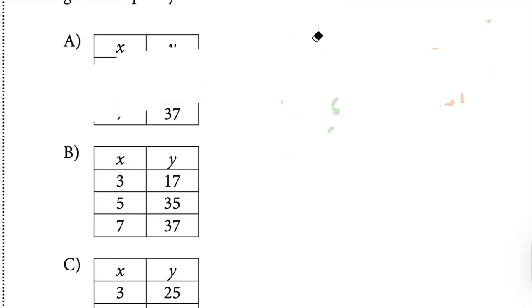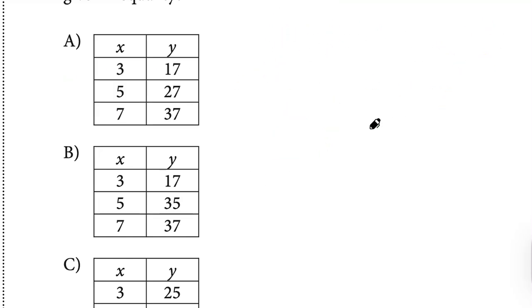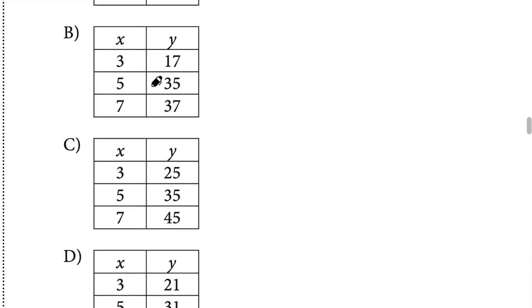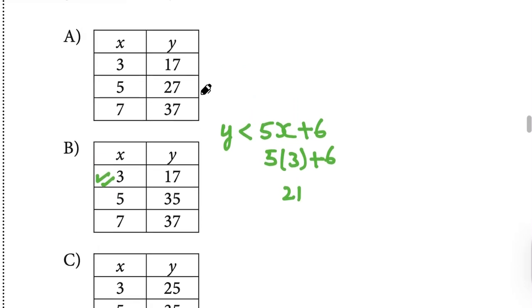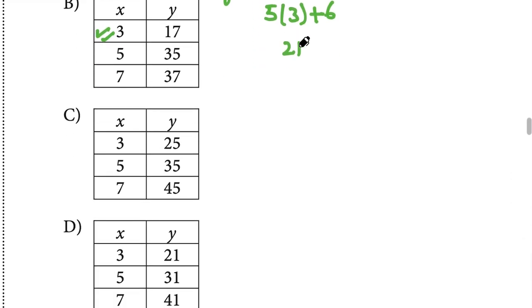So now we are going for the second one. Our inequality is y < 5x + 6. Now I am plugging in x as 3. So 5 times 3 plus 6, 5 3s are 15 plus 6, 21. Okay, that was the coordinate for the first part too. So we checked, it is satisfying. Perfect. Now let's check for the second option, 5 and 35.